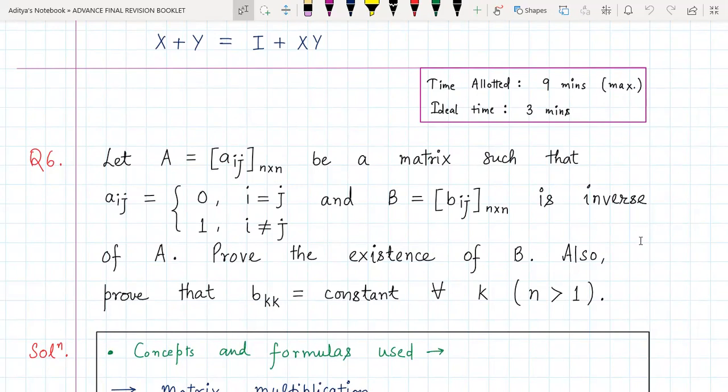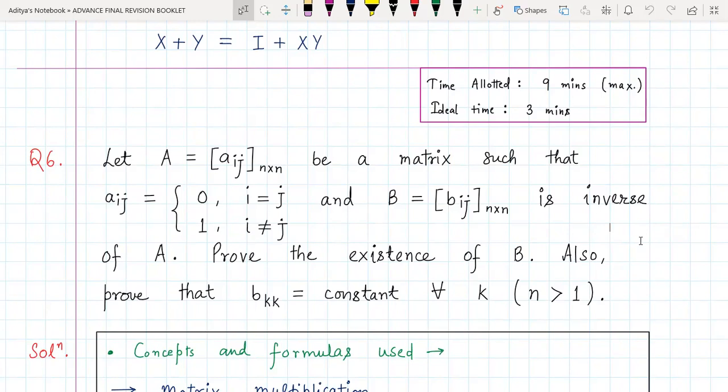Then we have assumed that B is the inverse of matrix A. First of all, we have to prove the existence of B, and also we have to prove that diagonal elements of the matrix B, represented by BKK, will be constant. So in short, we can also just say that we have to find the inverse of the matrix A, because once the inverse we have found out, easily everything else we can do.